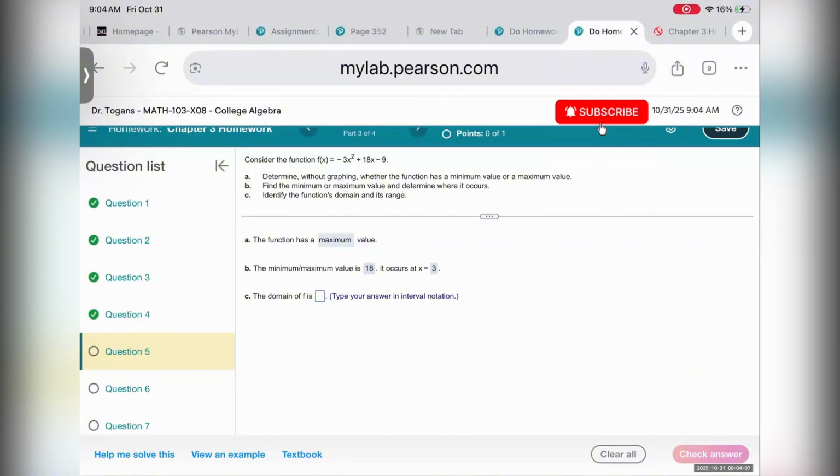Okay. So that means we put negative 18 over 2 times negative 3. That gave us negative 18 over negative 6. That gave us 3. So that means that the maximum occurs at x equals 3. And then you plug 3 into the equation to get the minimum or maximum. And we did that, we got 18, because a is negative 3, b is 18, and c is negative 9. You're a good explainer.